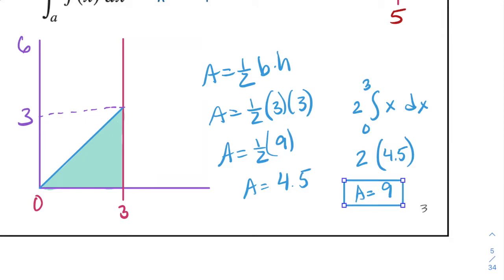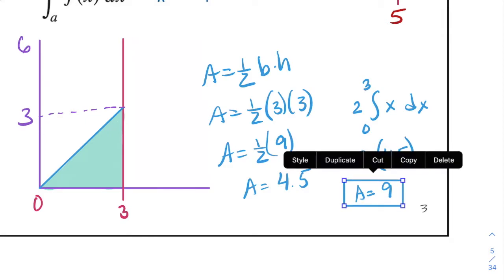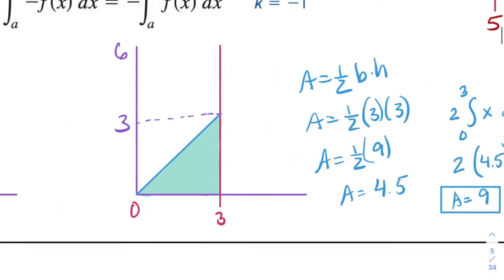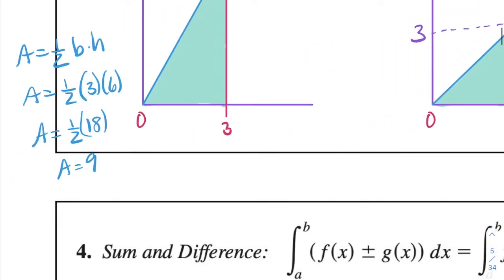So I'm factoring the 2 out so I don't have to deal with it. Sometimes that's something you want to do. Okay? Whereas this one, the integral from 0 to 3 of 2x, I'm leaving the 2 on the inside, dx equals 9.